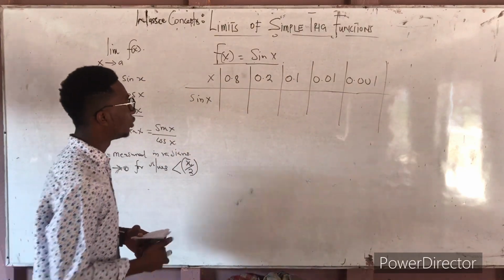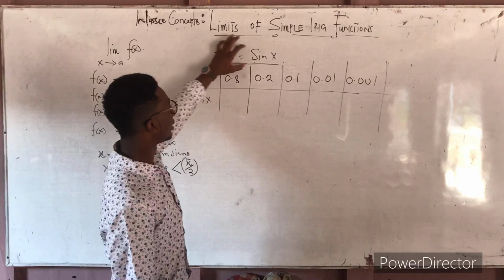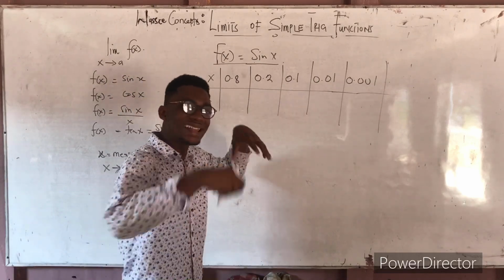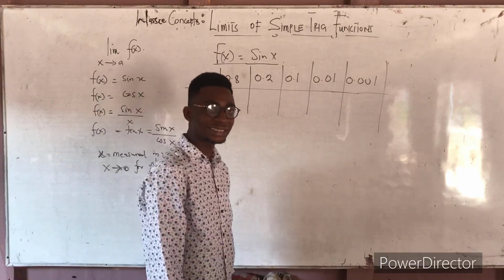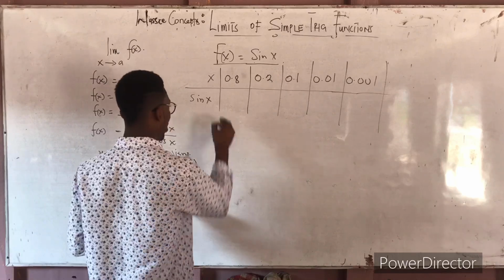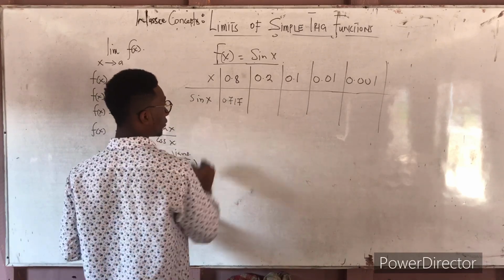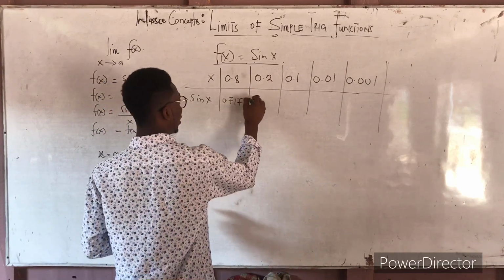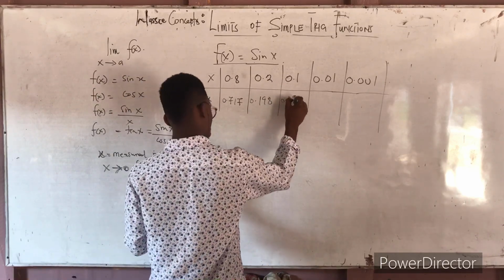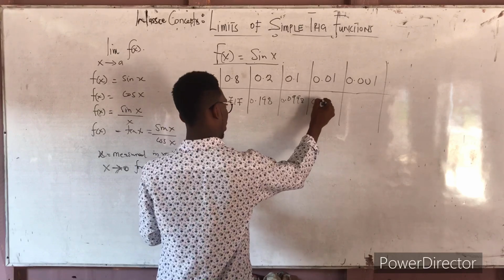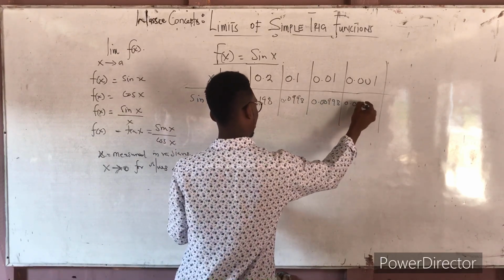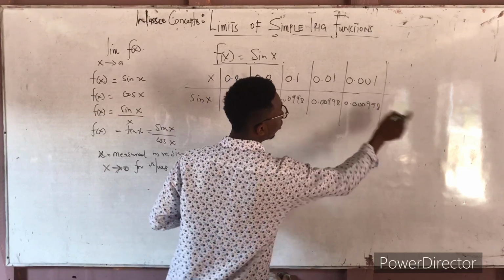What we want to do is take this function f(x) equal to sine x as x is approaching 0. What will be the limit of the function sine x as x approaches 0? When you plug this into your calculator, sine x here will give you 0.717, the next will give 0.198, then 0.0998, then 0.00998, and this is 0.000998. It continues like that.